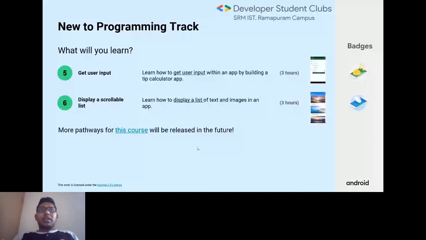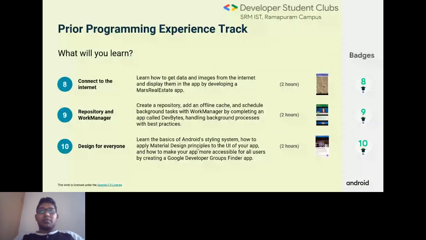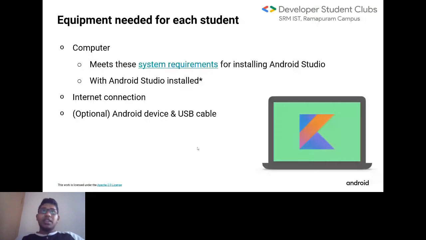As for prior programming experience, you need prior programming knowledge of any other object-oriented programming language, along with how to use an IDE and some familiarity with GitHub. In prior programming experience, we have 10 badges to complete. If you complete the 10 badges, you will have completed the prior programming experience track. For both of these, there are a few common requirements which everyone needs.